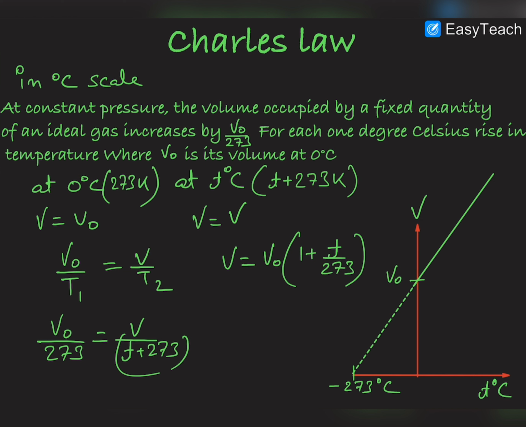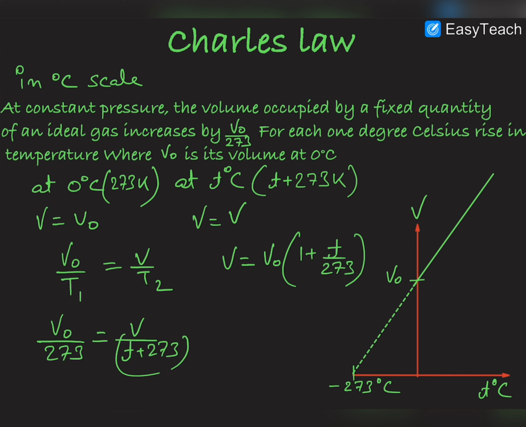What Charles's law in degrees Celsius states is that at constant pressure the volume occupied by a fixed quantity of an ideal gas increases by V naught by 273 for each 1 degree rise in temperature, where V naught is the volume at 0 degrees Celsius. What I am saying is that at 0 degree Celsius, T is 0, so V is equal to V naught. At 1 degree Celsius, V will be equal to V naught plus V naught by 273, so the change in volume is V naught by 273. At 2 degrees Celsius, V will be equal to V naught plus 2 V naught by 273, and again the change in volume is V naught by 273. So for each 1 degree rise in temperature, the volume increases by V naught by 273.